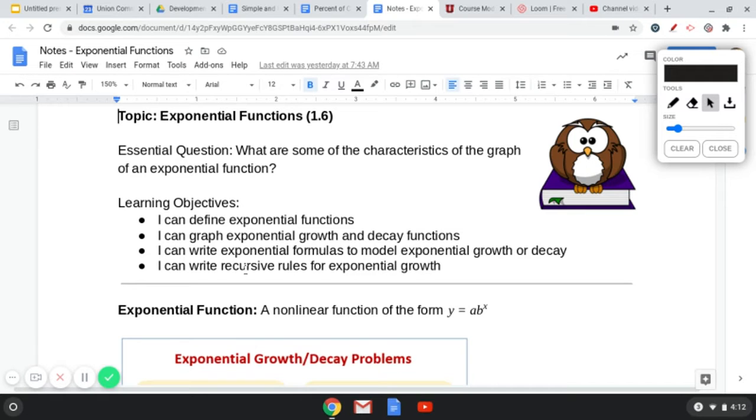And this recursive rule will be new for you. This is going to be something brand new. So we'll work through that together. And those are our goals for this lesson.